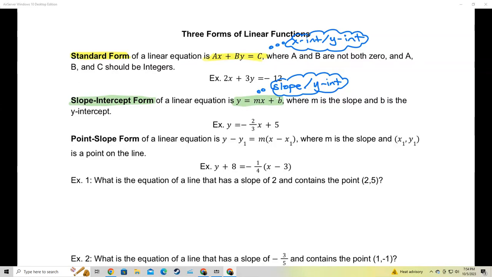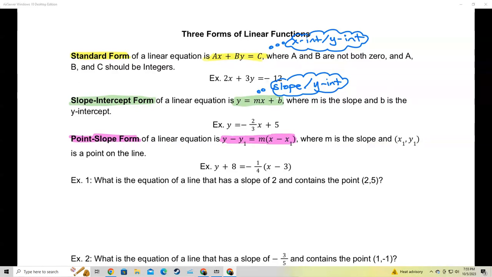And then the one that kind of gets used, like I know students like this, but I honestly really don't like this one. It's called point slope form. This one's nice when you have the slope and a point, and you're just looking for an equation. Like you're not really looking to graph it too much. You're just looking for the equation. So the point slope form is going to look like this: y minus y1 is equal to m times x minus x1, where you have a slope and x1, y1 is one of the points on your line.